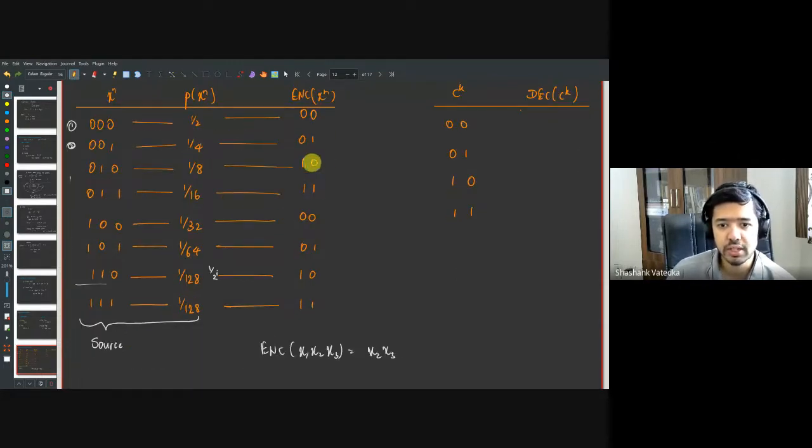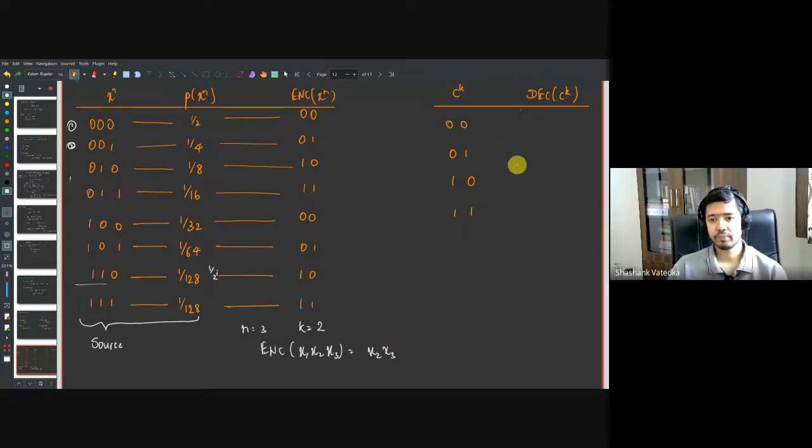And one thing to note is that this is a fixed length compressor. Here n is equal to 3. The length of the source sequence is equal to 3, whereas the length of the compressed sequence is equal to 2. So every compressed file has length 2. Now I also want to construct a decompressor. The decompressor has to somehow reconstruct one of these sequences given this particular sequence.